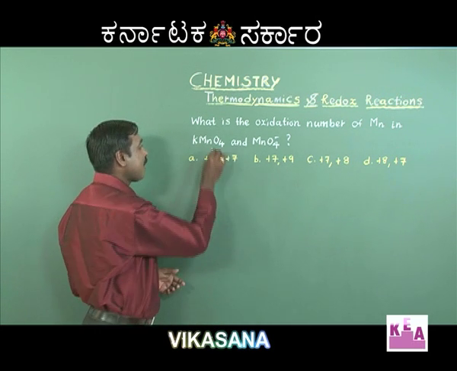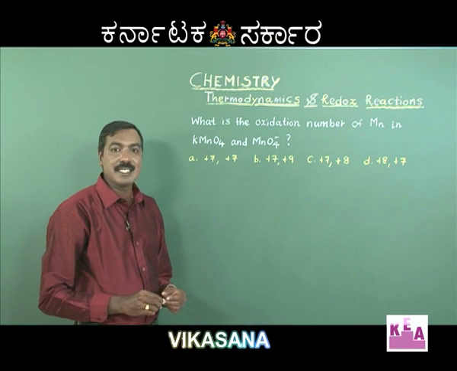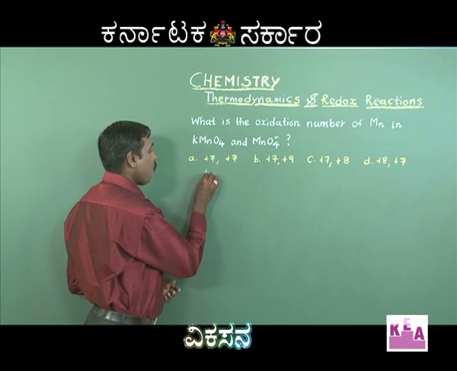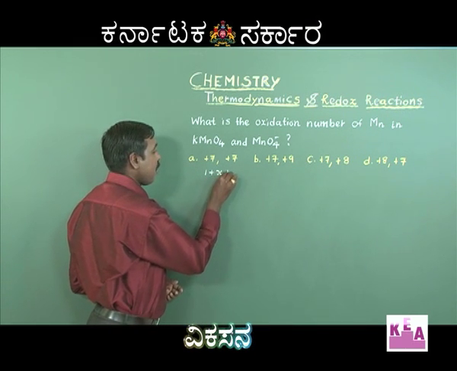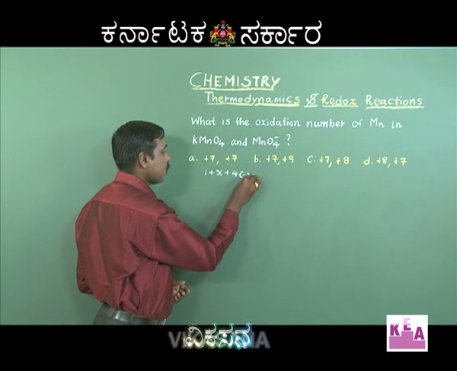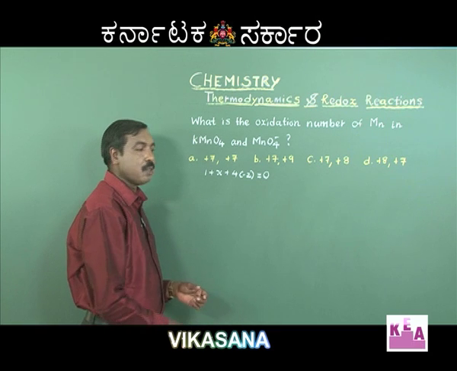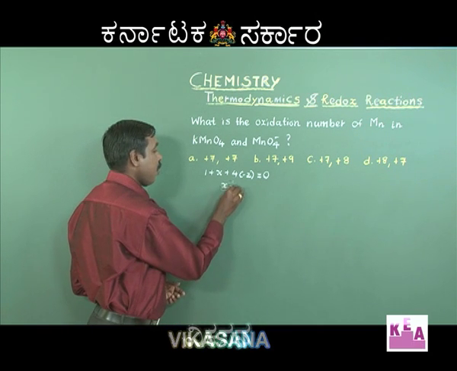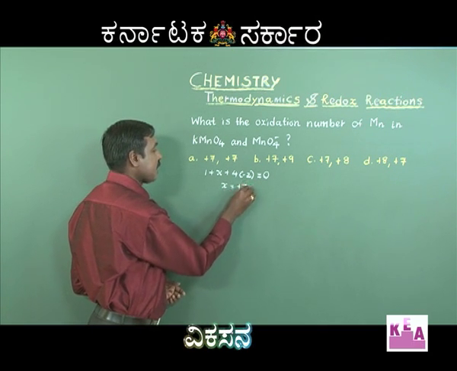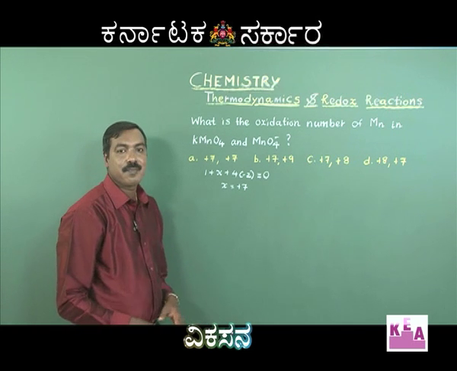Therefore, to calculate the oxidation number of manganese in KMnO4, it is 1 plus X plus 4 times -2. I mentioned the rule, the sum of the oxidation numbers is equal to 0. Therefore, by all means, I will get X is equal to +7.